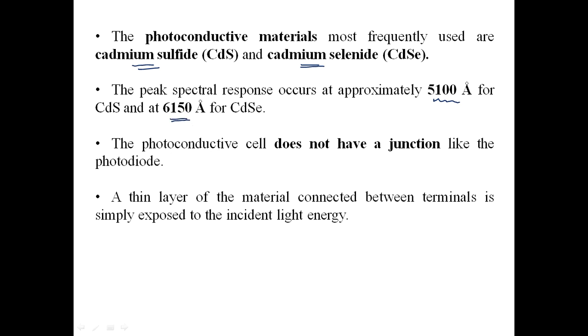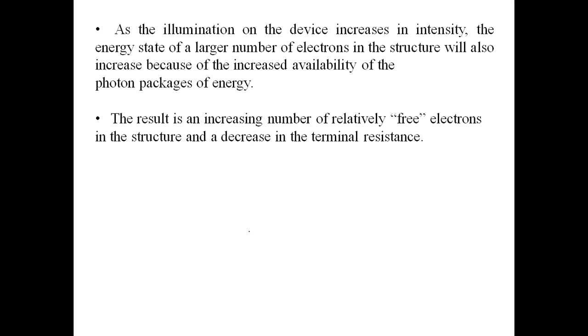Then, the photoconductive cell does not have a junction like a photodiode. This is a very important point. A thin layer of material connected between the terminals is simply exposed to the incident light. This is the same as the explanation that I had given previously. Now, as the illumination of the device increases in intensity, yes.